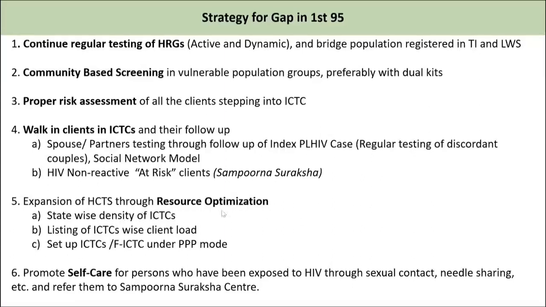And then we can think of expanding our ICTC sites through resource optimization. Just make a state-wise list of ICTCs, where our ICTCs are located, where our FICTCs are located, what is the client load of the existing ICTCs, and what is the need of setting up new ICTCs or FICTCs in the PPP model. Those things can be taken care of, and accordingly we can plan our scale-up plan for the ICTCs.